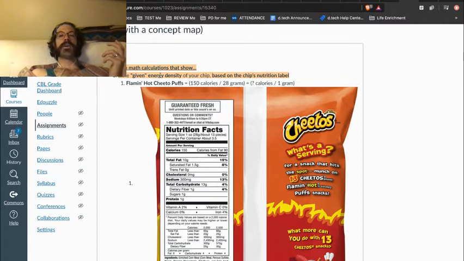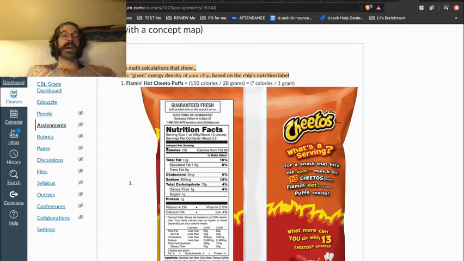Okay. And in these math calculations, what you're going to be doing is using this given energy density and actually calculating your experimental energy density. And what that means is that in your experimental energy density, you're going to be able to calculate the number of calories that you think came out of the chip that you burned. And then you'll be able to compare that number of calories to the mass of the chip that you burned to see how much energy supposedly came out of that chip and went into the water.